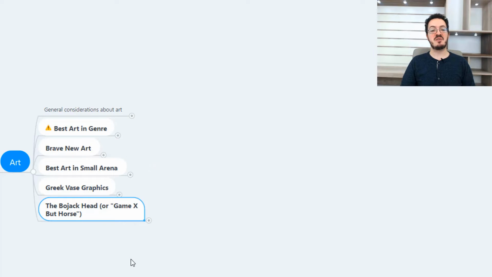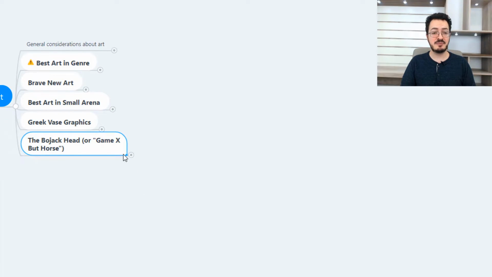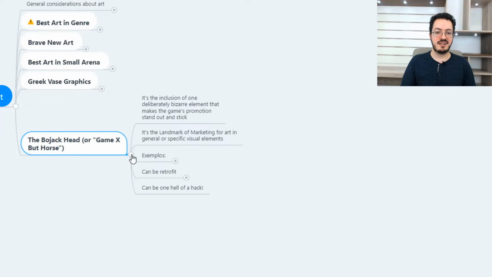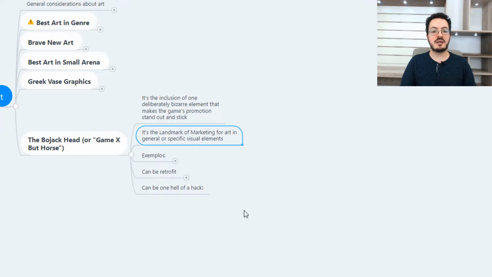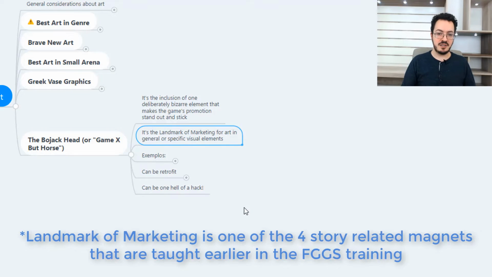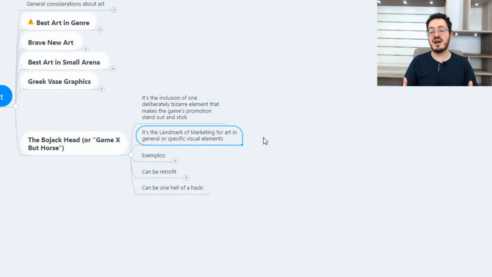And finally, one of my favorite ones, because this one is also almost a hack. It is the Bojack head. We sometimes say game X but better, game X but worse. This is game X but horse. It's when you include deliberately bizarre elements, usually as part of your characters, and that makes your game's promotion stand out and stick. It makes it memorable, right? And there's a similarity to the landmark of marketing for art in general or specific visual elements, whereas the Bojack head is how to implement that with characters or with aspects of how you work your art, right? So let's talk about a few examples.